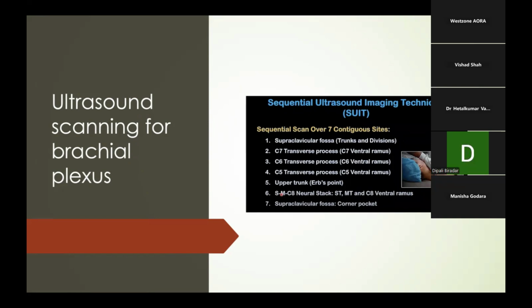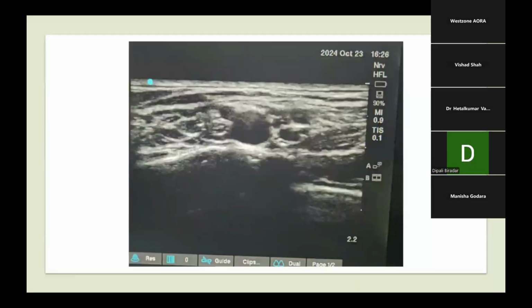And later on, while coming with a tilt, we should move in the cranial direction, and we can start finding all the transverse processes. First we will get the C7 transverse process, and then later on we can find the C6 transverse process and the root arising from it, and the C5 transverse process and the root arising from it. So this imaging feature has to be followed. So here this is the ultrasound scanning of the brachial plexus.